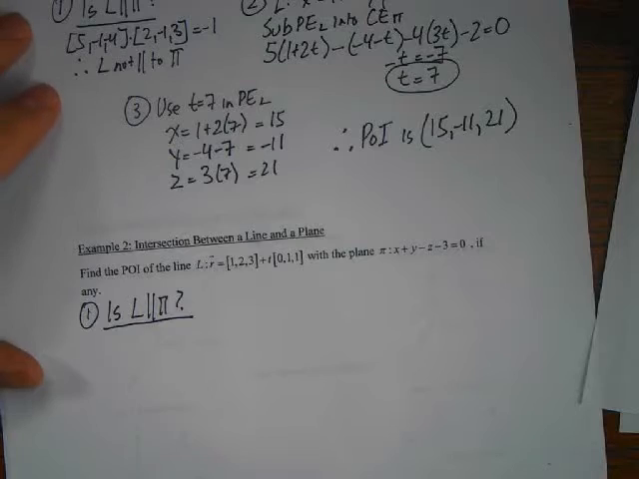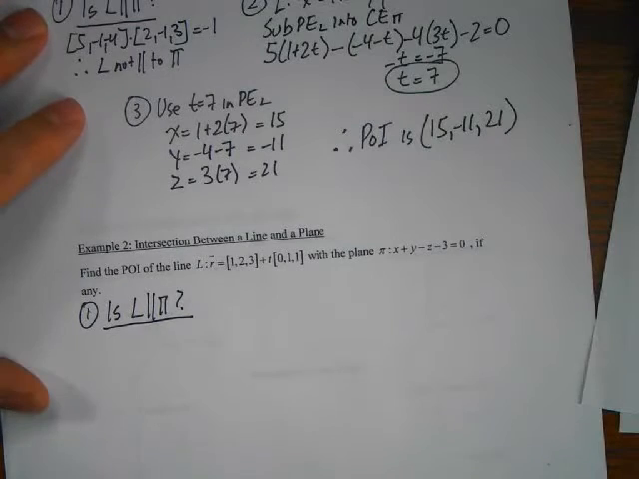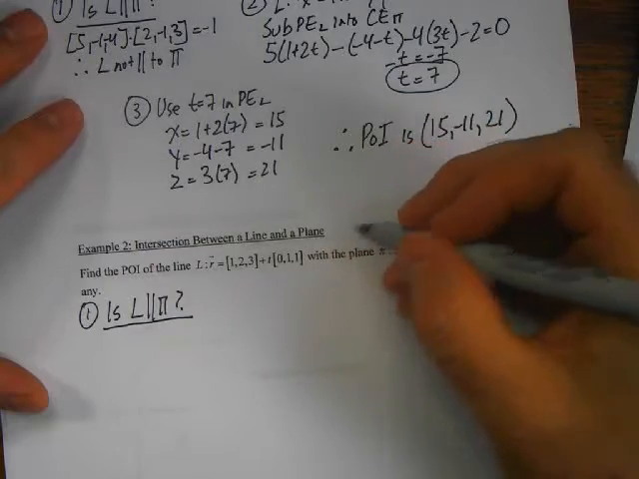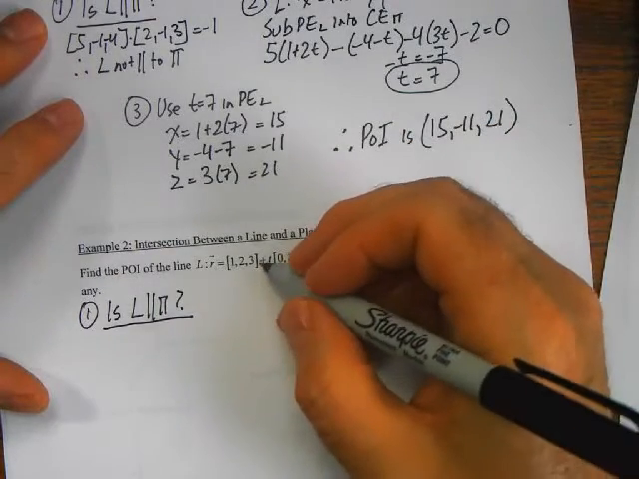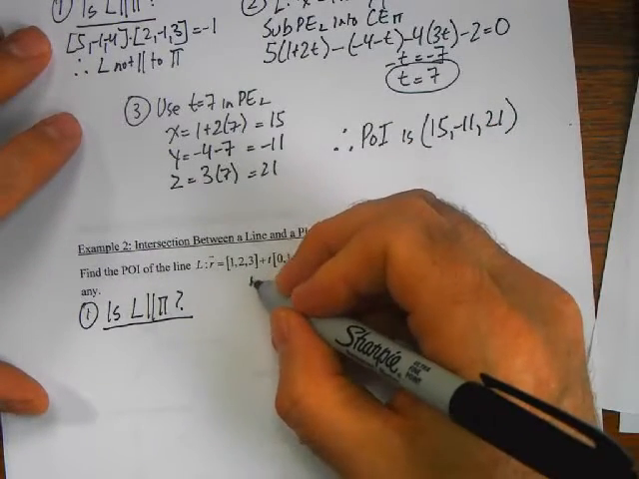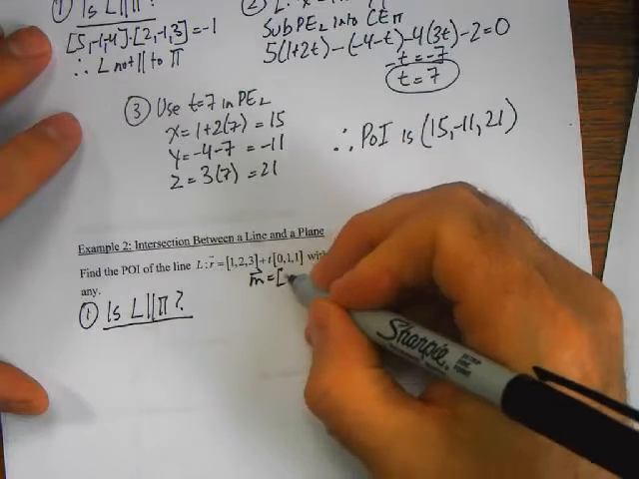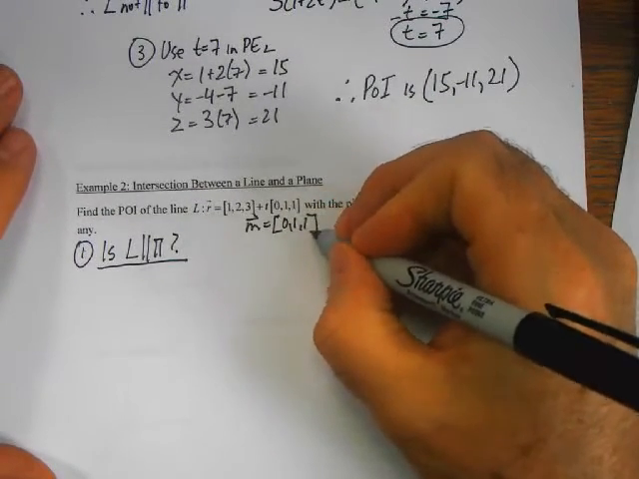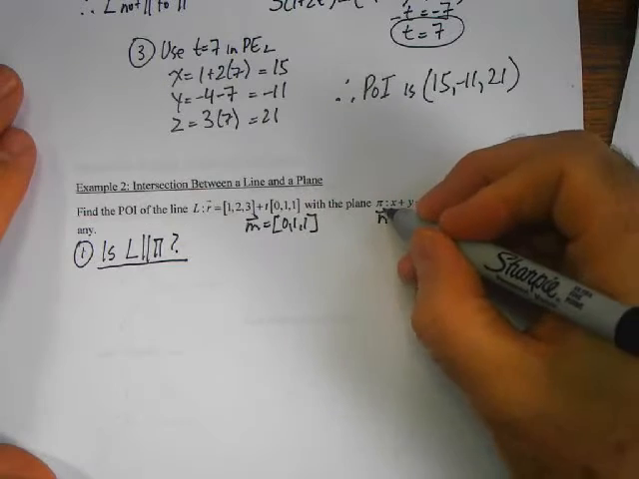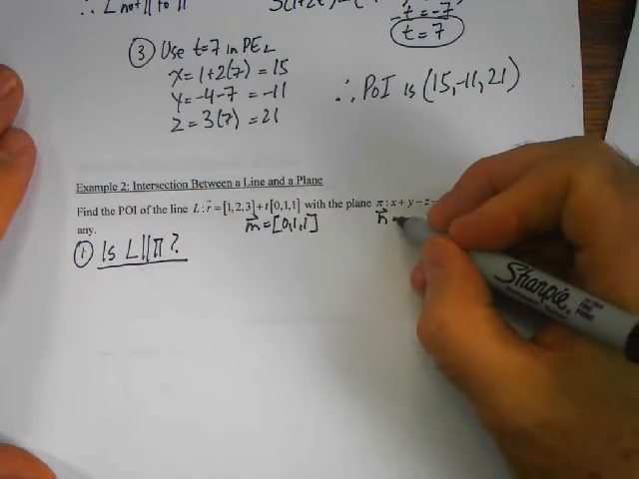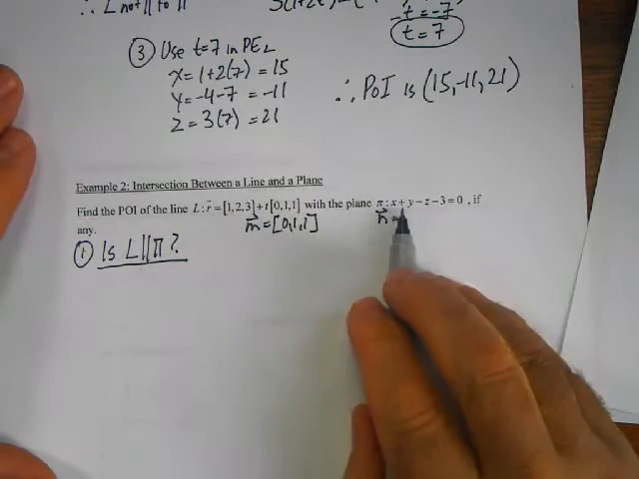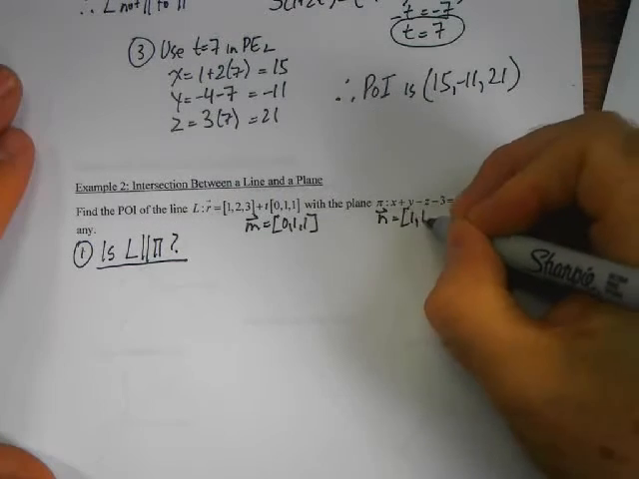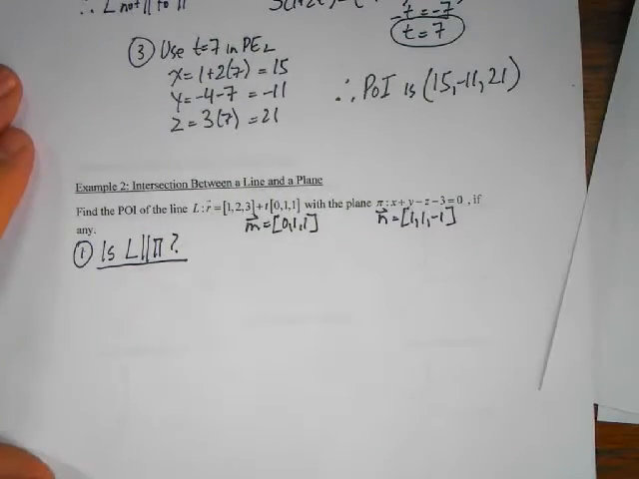Okay, so again, let's summarize what we can get from this. For the line, the direction vector is given directly to us in the equation. And for the plane, it's the normal that's given to us, and that's the coefficients of x, y, and z. So that's 1, 1, negative 1. So we have the same situation as before.